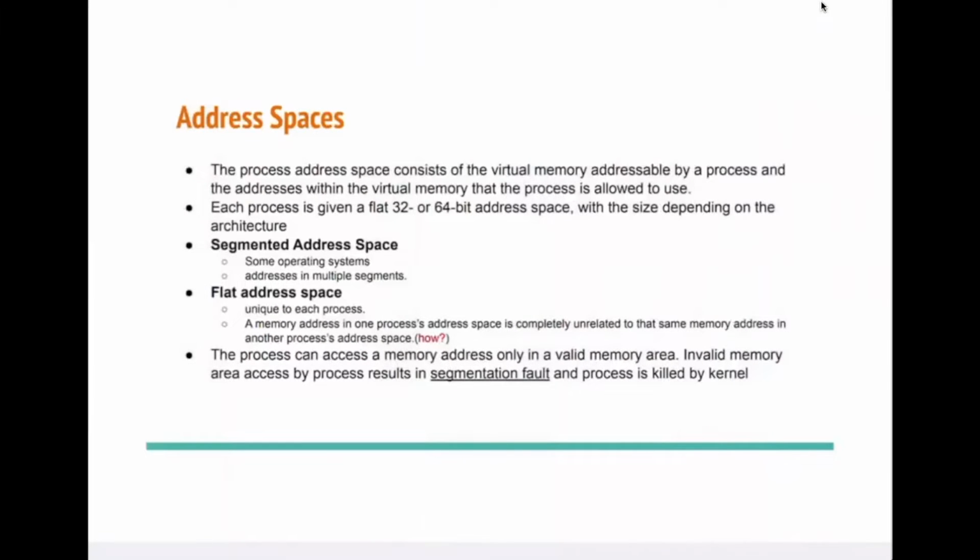Address space represents the addresses that a particular process can access during its execution. The address space is given based on the architecture, so it can be a 32-bit or 64-bit address space. And we have two mechanisms to allocate the address space. The first one is segmented address space, where we allocate virtual memory addresses to a particular process based on segments, and it is not widely used.